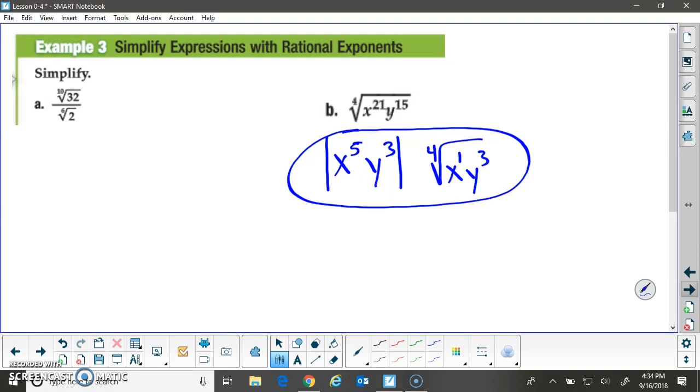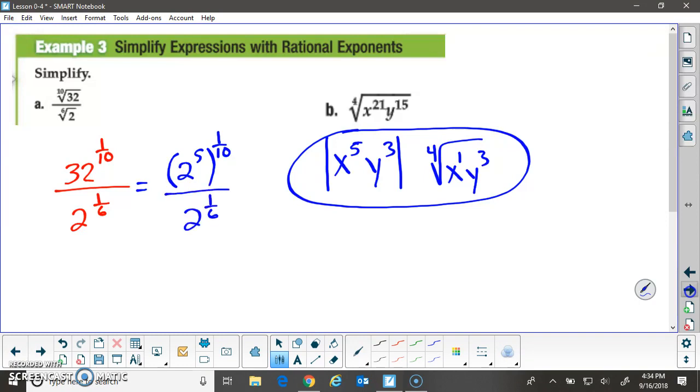Now in part A, this problem's got a 10th root in the numerator and a 6th root in the denominator. So what I'm going to do is rewrite these as fractional exponents. 32 to the 1/10 is the numerator. 2 to the 1/6 is the denominator. Now, if the 32 and the 2 were the same base, we could use properties of exponents and take those exponents and subtract them. So I'm going to change the numerator into 2 to the 5th, and we still have that raised to the 1/10. Denominator stays as 2 to the 1/6.